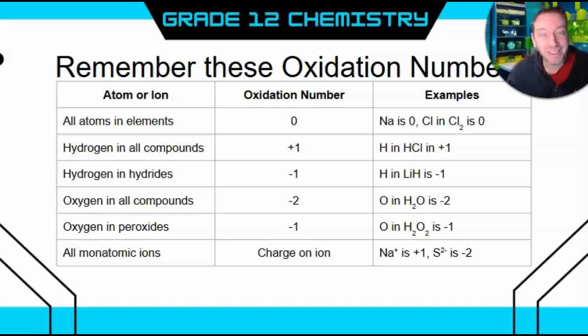Hello future scientists, welcome back to another grade 12 chemistry tutorial. In this one I'm going to introduce what a redox reaction is and how you can find the oxidation number for any atom or ion. Let's get started.